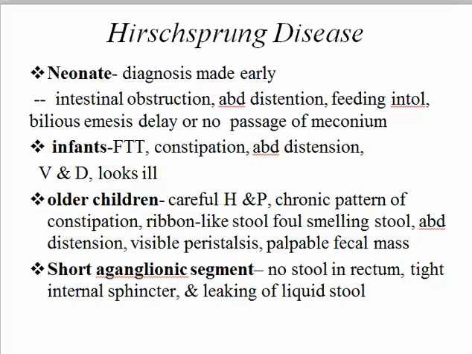Now, in older children, a careful H&P would show evidence of a chronic pattern of constipation. There's ribbon-like stool, which is foul-smelling. There's abdominal distension, and there's actually a visible peristalsis, and there's a palpable fecal mass.